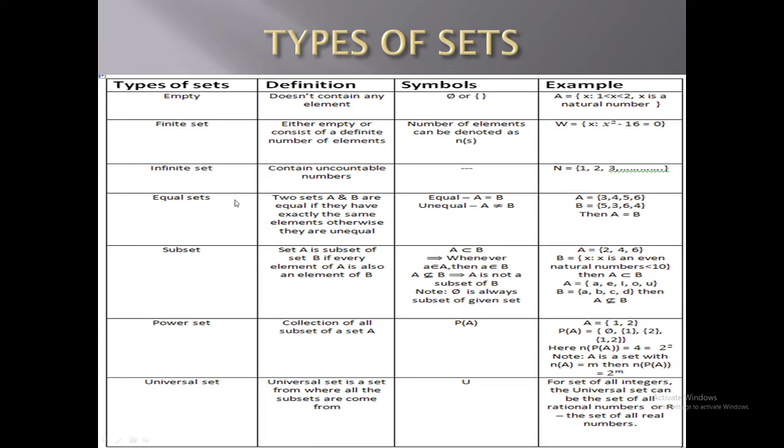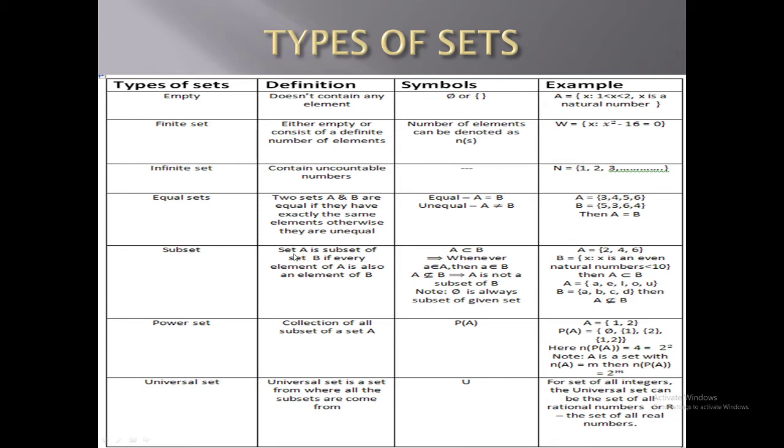Equal sets. Two sets A and B are equal if they have exactly the same elements, otherwise they are unequal. Equal means the number of elements in A equals number of elements in B. If it is unequal, number of elements in A is not equal to number of elements in B. If we take these two sets, the number of elements in A equals number of elements in B, so A equals B. Also, if the order of the elements is changed, it won't affect the sets.